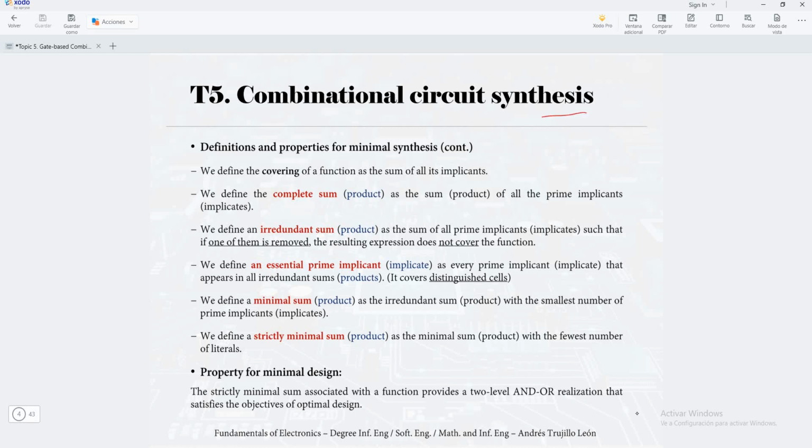So we can have a Karnaugh map here, for example, and this is a 4-variable Karnaugh map. The complete sum is the sum of all the prime implicants of the function. Remember that an implicant is the product term associated with each allowed group of ones. The allowed groups of ones are those that form a square or a rectangle in the Karnaugh map, and the number of cells, the number of ones inside them, is a power of 2.